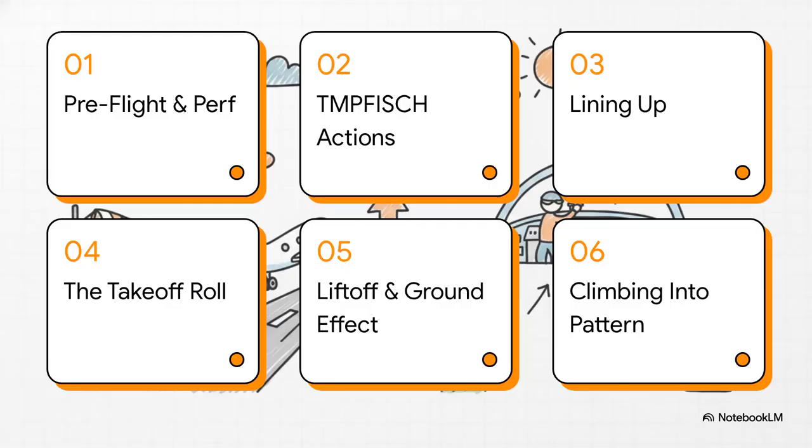Here is our flight plan for today. We've got 6 main phases to cover. First, pre-flight and performance. Second, the TMP fish vital actions. Third, lining up the runway. Fourth, the takeoff roll. Fifth, liftoff and ground effect. And finally, number 6, climbing into the pattern.